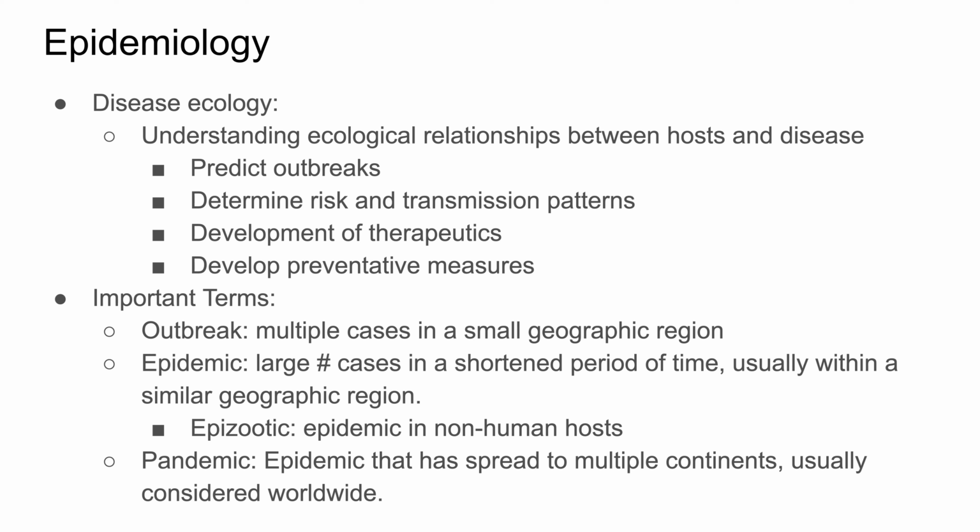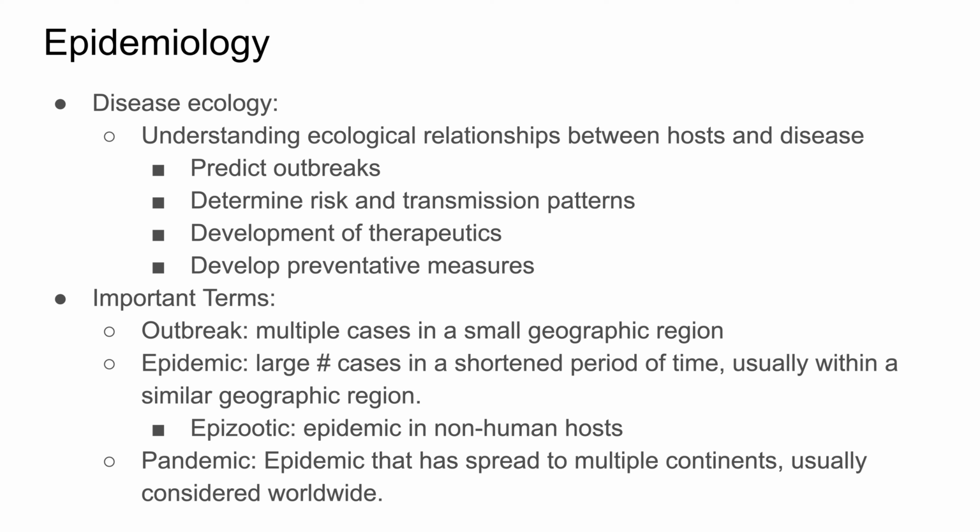If we know that there's a certain species of mosquito in a certain area and its population is increasing, we can predict that there may be an outbreak of a disease that that particular mosquito might carry. We can determine risk and transmission patterns. We can say that so many people may be at risk within a certain 100-mile radius of that particular area in which those mosquitoes are increasing in population.